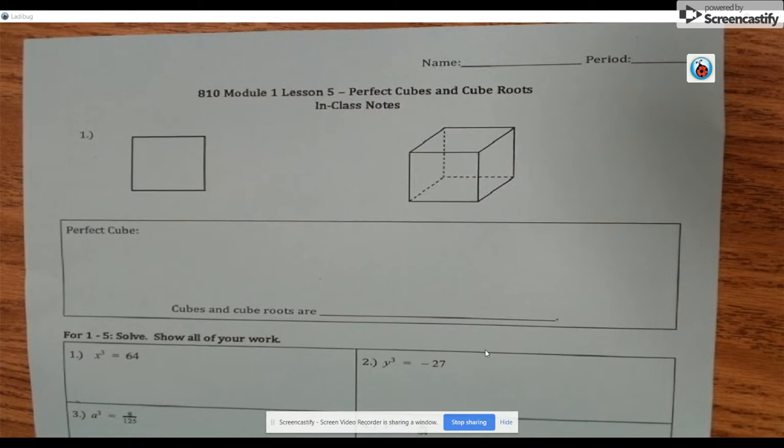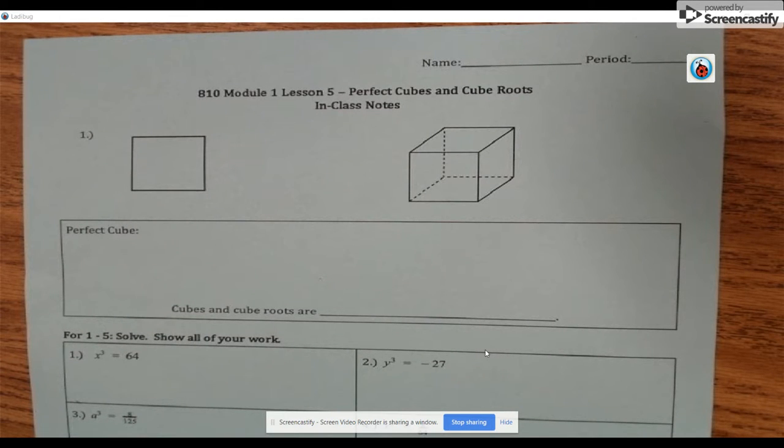All right, happy Friday. So last time that we met, we were talking about perfect squares and square roots, and then we approximated square roots. So the next logical place to move is into perfect cubes and cube roots.